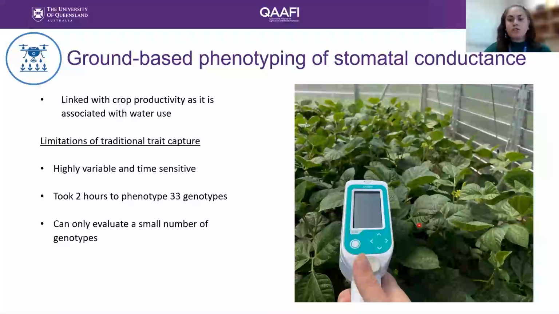Also, because stomatal conductance is driven by environmental conditions, if you took a measurement at 9 a.m. and then came back and took it at 12, or had to walk across the field to another plot and it takes a few hours, you are impacting your results. For our study, it took us 2 hours to do 33 genotypes for 4 reps. That was around 120 plots, which isn't too bad, but we are limited by the number of genotypes that we can explore.